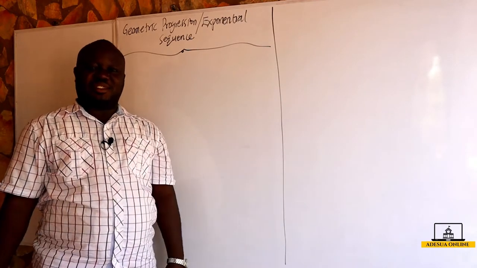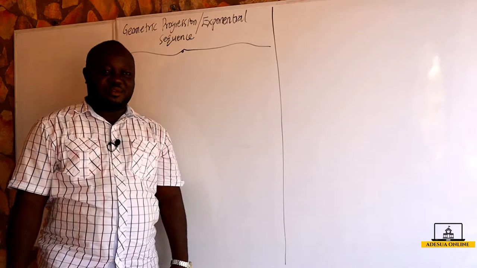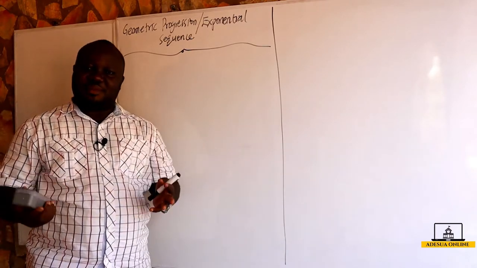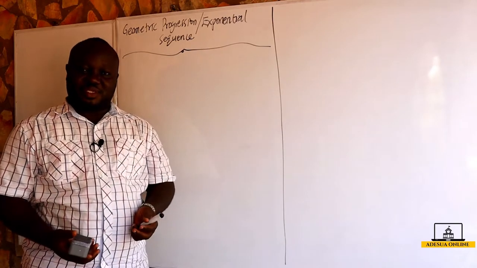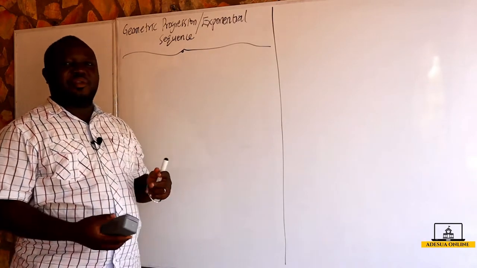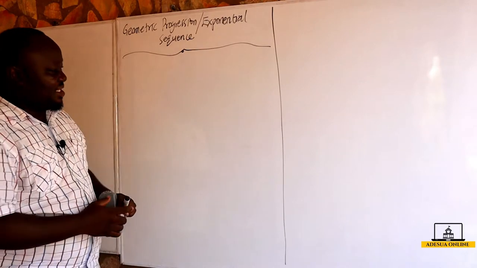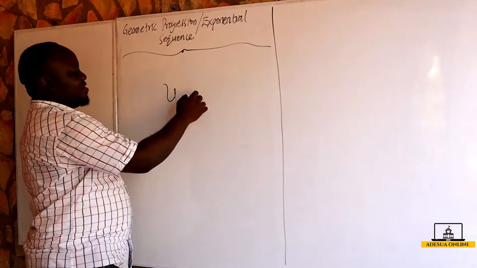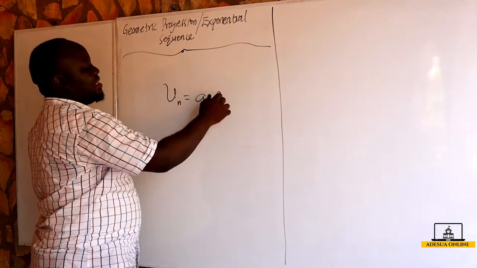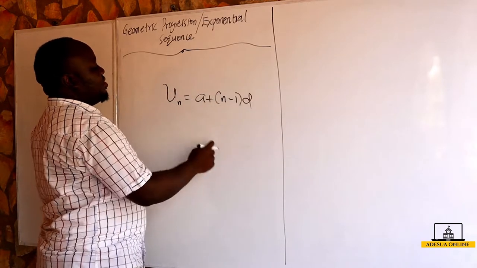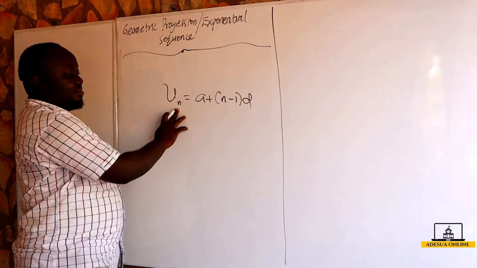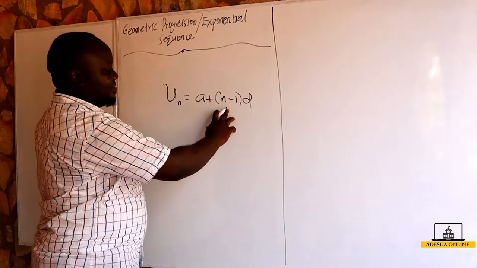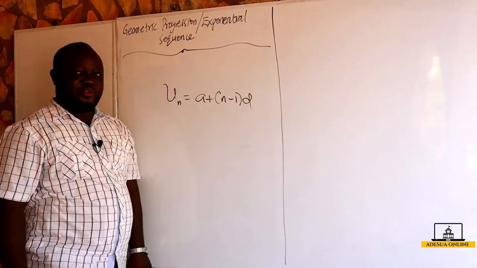In our previous lesson, we learned about sequence and series, and we did some examples about a special sequence and then some arithmetic progressions. And we said for any arithmetic progression, the nth term is equal to a plus (n minus 1)d, where n is the number of terms, a is the first term, and d is our common difference.